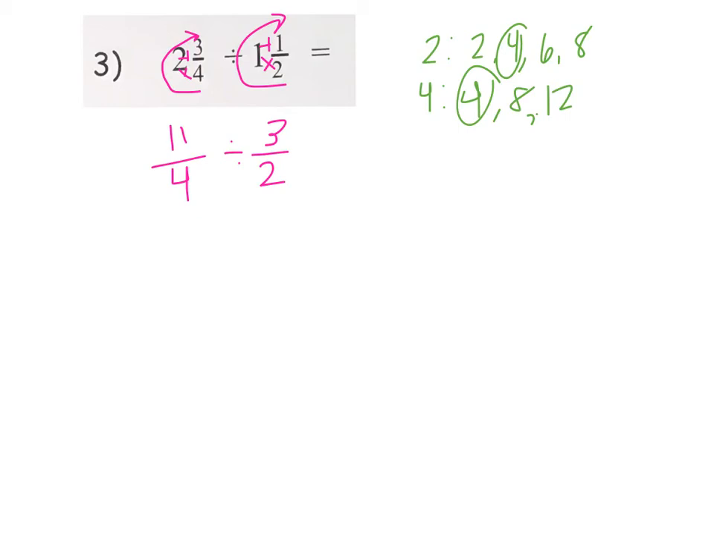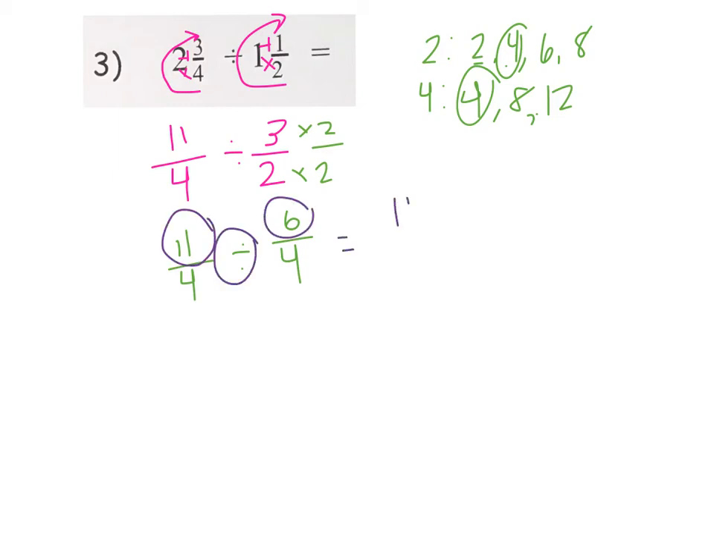So we're going to change these to fourths. 11 fourths is already fourths. Divided by halves, I had to multiply that 2 times, so times 2 over 2. And I'm going to get 6 fourths. And now remember how easy this is. 11 divided by 6. So 11 over 6.